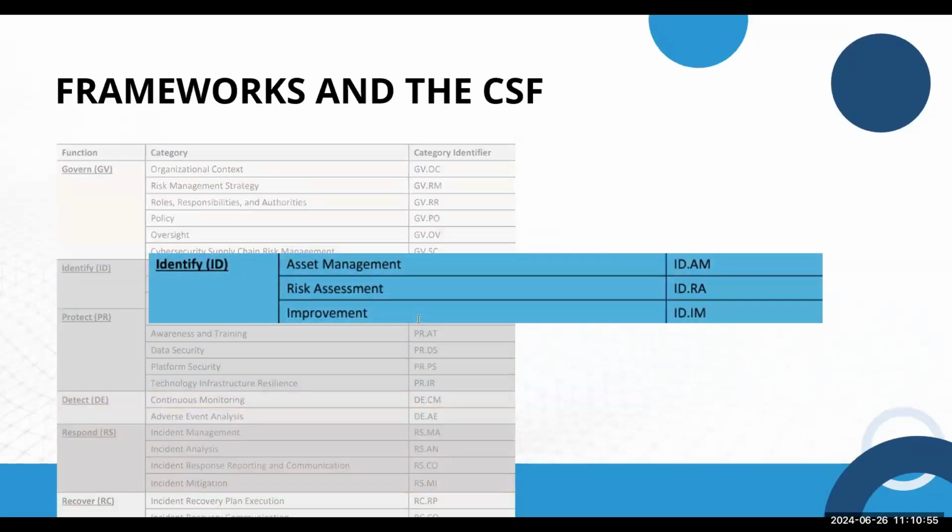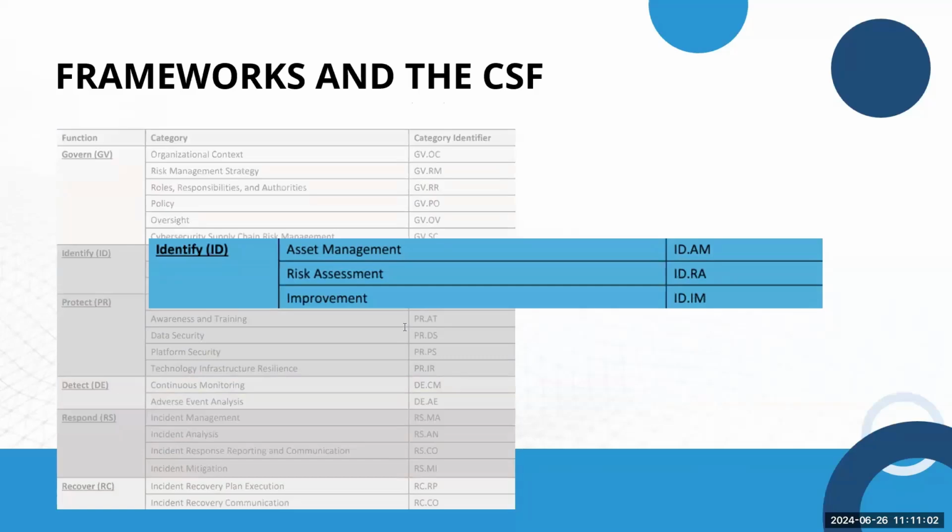So we pick out identify here. There are three separate security categories under identify: asset management, risk assessment, and improvement. And you can see the category identifiers there on the right: ID.AM, ID.RA, ID.IM.